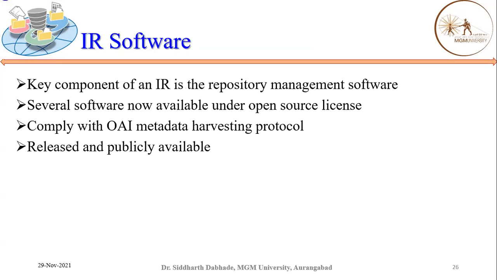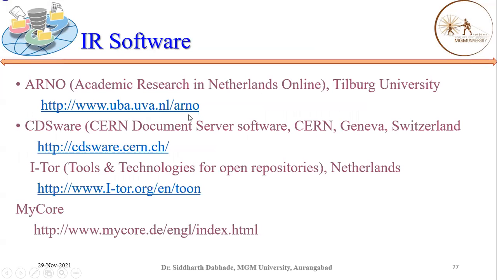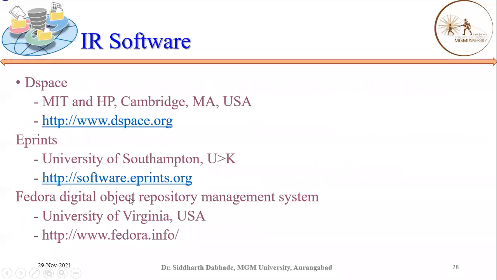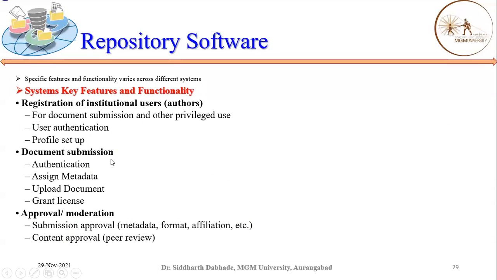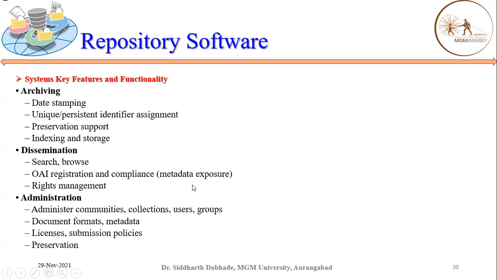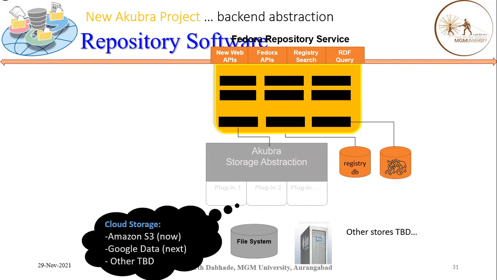The institutional level software, these are the names of the software where institutes are used: Arno, CDSware, MyCoRe, DSpace, EPrints, Fedora. And these are certain functionalities across the different systems: registration for institutional users, document submission, approval or moderation, archiving, dissemination, administration. And this is the architecture of the repository system.